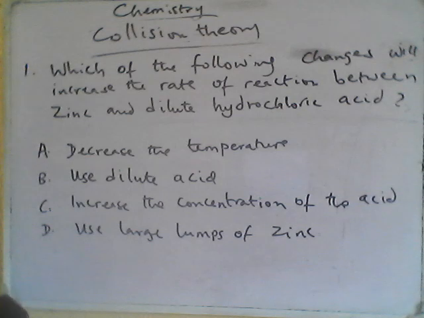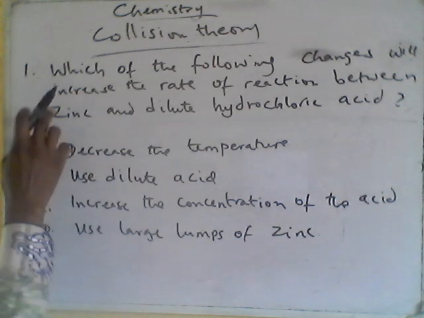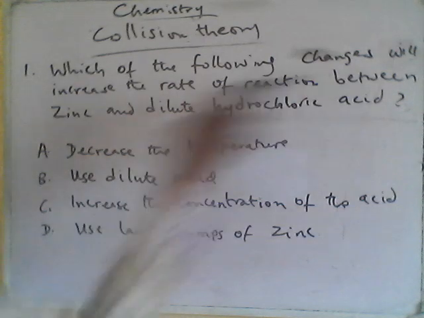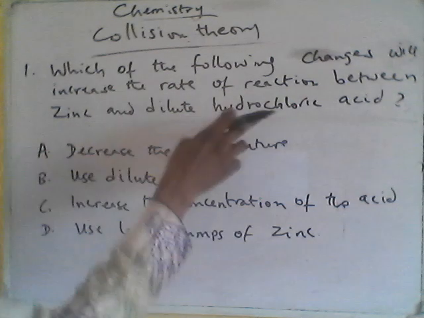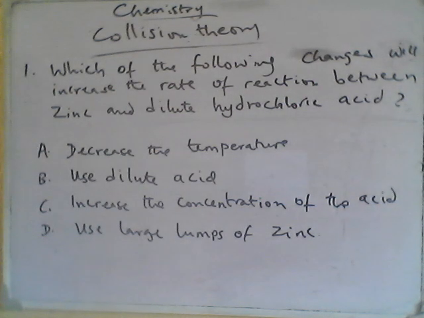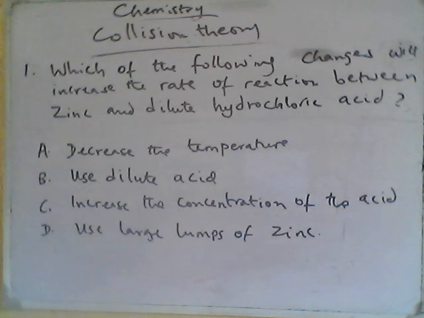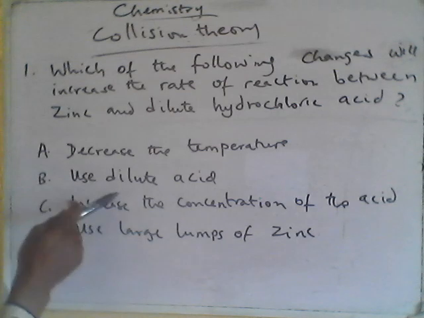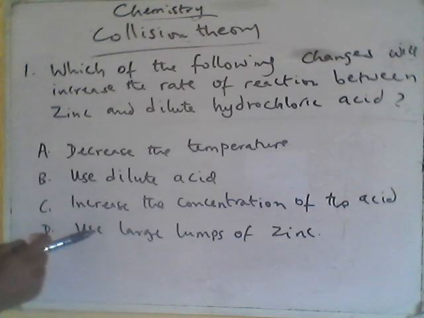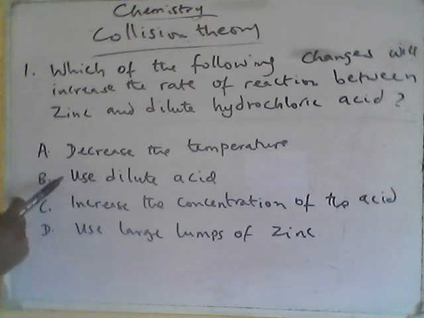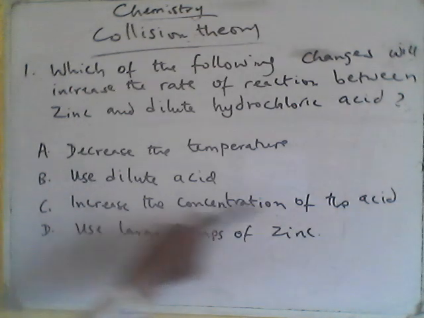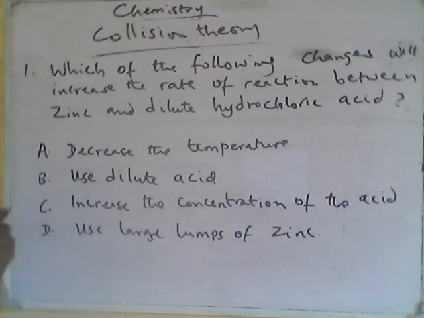It says: which of the following changes will increase the rate of reaction between zinc and dilute hydrochloric acid? So which of them? The first option I have there is A, decrease in temperature. No, we discussed it. B, use dilute acid. Of course, this is not the answer. Use of dilute is not the answer. Increase the concentration of the acid is more likely to be the answer.